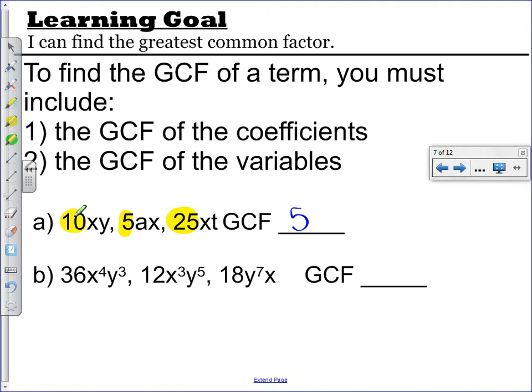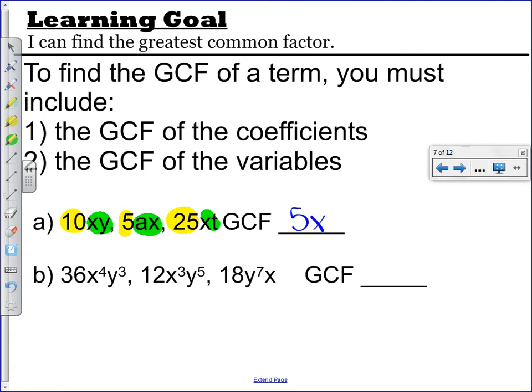Now I look at my variables. I have an xy here, an ax here, an xt here. What will be my greatest common factor for the variables? No, because a isn't in here and t isn't in here. Y isn't in here and t isn't in here. It's just x, because x is common to everything. I have an x here, an x here, an x here.